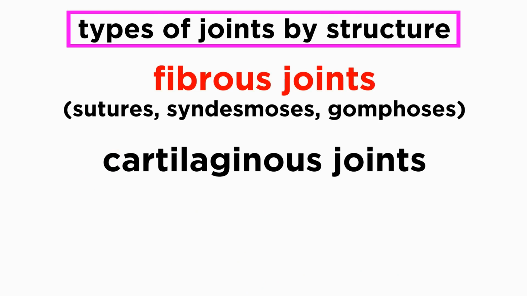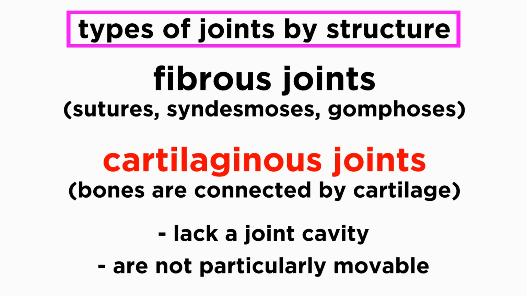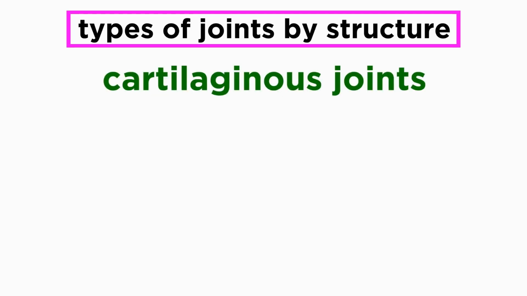Next, after fibrous joints, we have cartilaginous joints. Here, as one might guess, bones are connected by cartilage. These also lack a joint cavity and are not particularly movable. There are 2 types of cartilaginous joints.